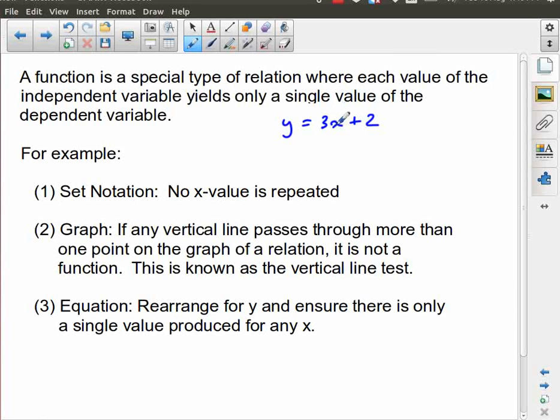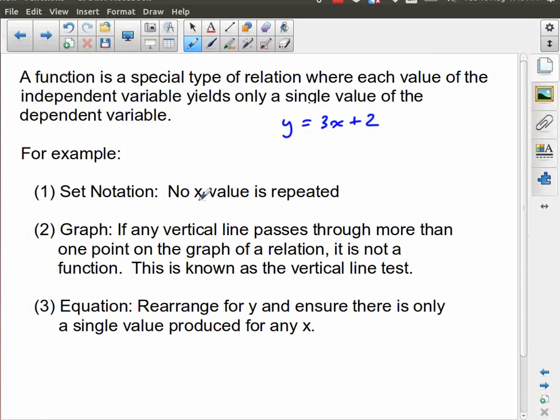If I put in 0 here, 3 times 0 is 0, plus 2 gives me an answer of 2. 0 is always going to give 2, and it's only going to give 2. There is no way that I can put in any number other than 0 to get a final answer of 2. That's the definition of a function.